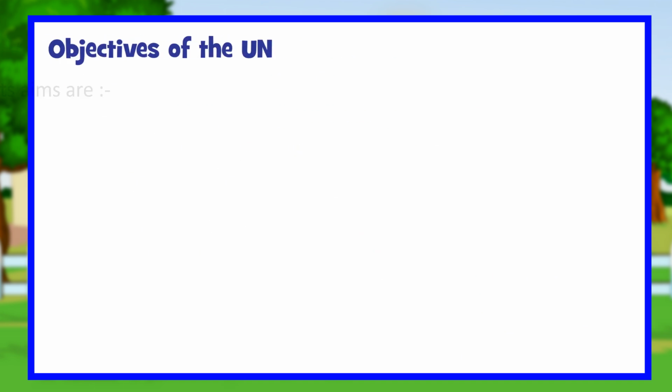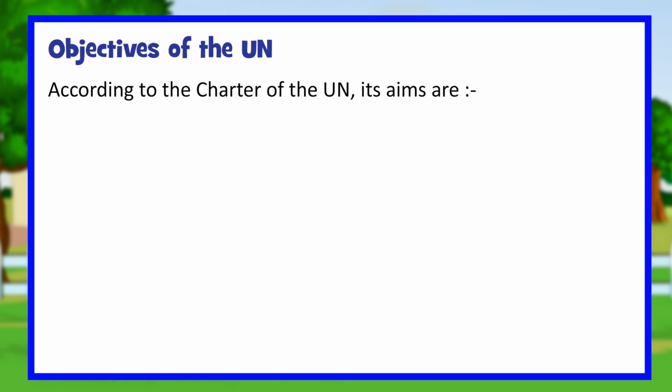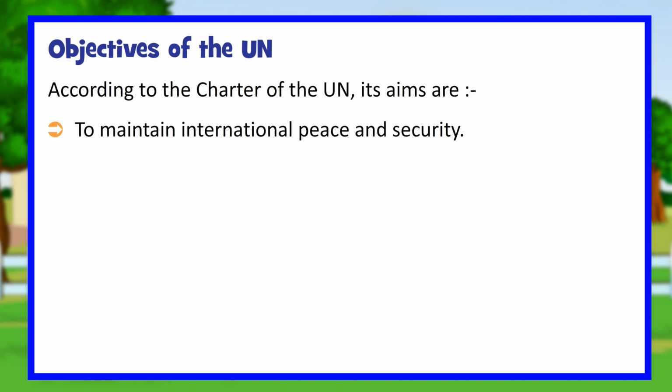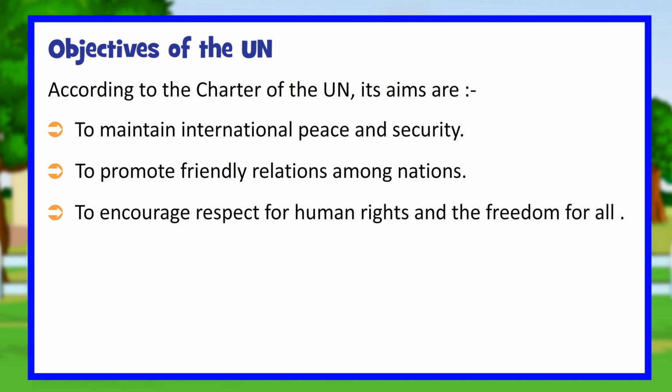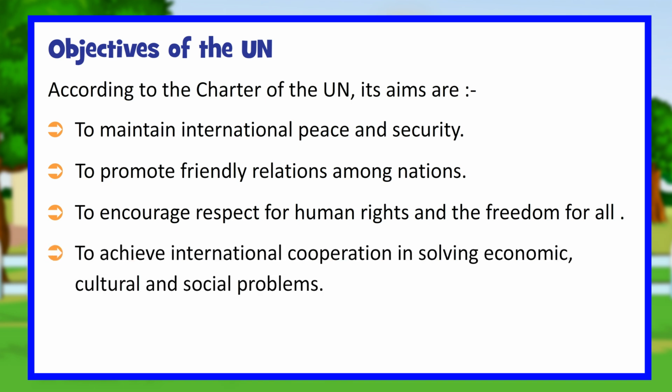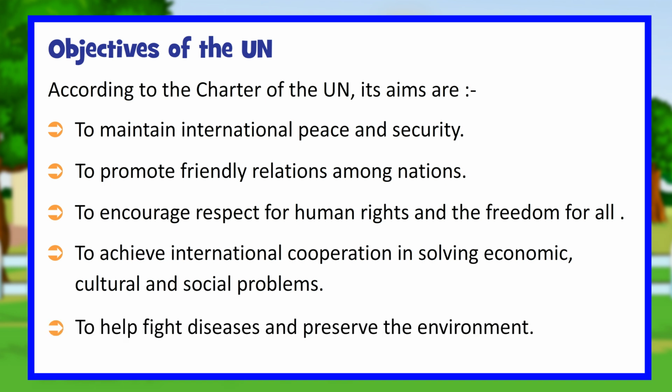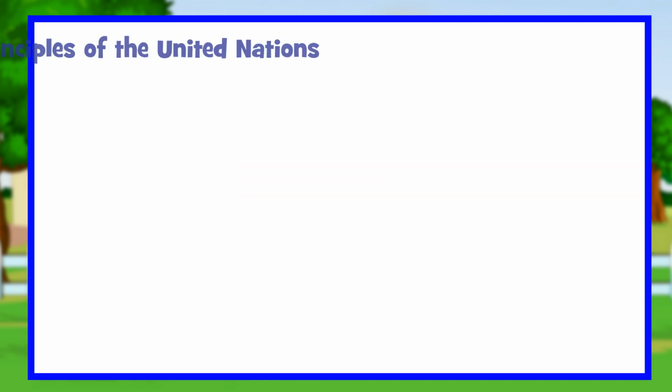Objectives of the UN. According to the Charter of the UN, its aims are to maintain international peace and security, to promote friendly relations among nations, to encourage respect for human rights and the freedom for all, to achieve international cooperation in solving economic, cultural and social problems, to help fight diseases and preserve the environment.